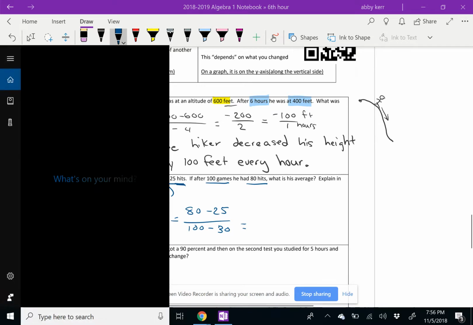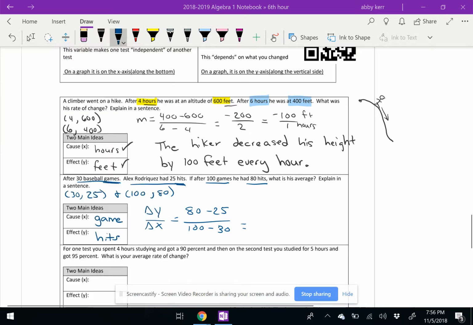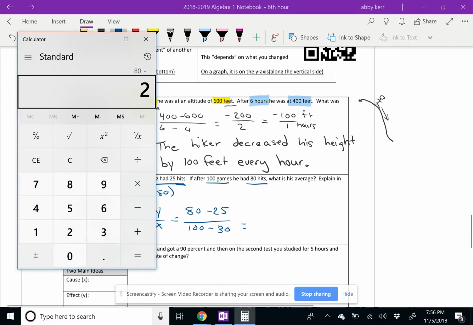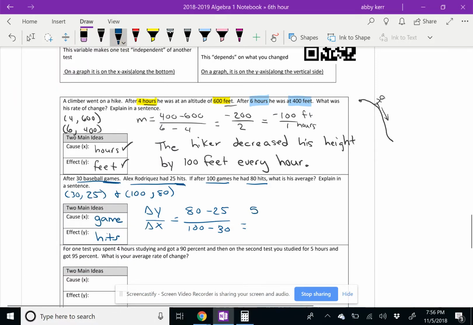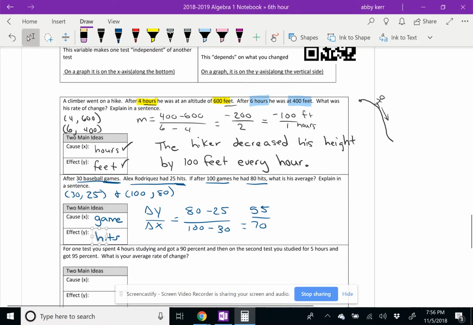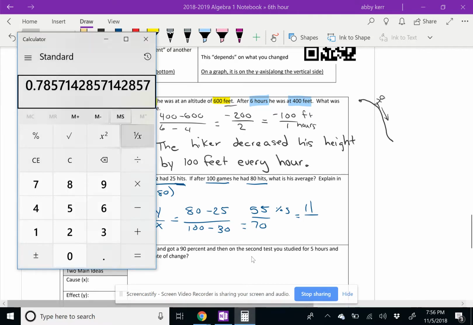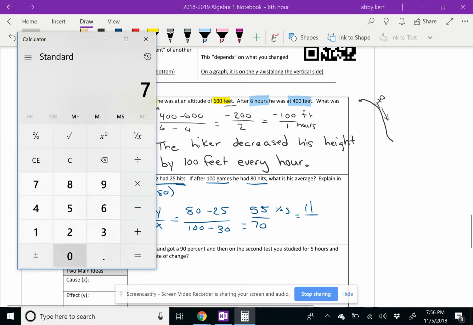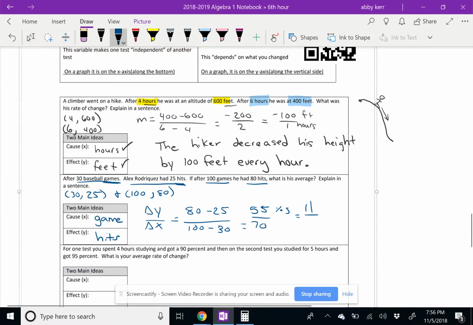So 80 minus 25 is 55 over 70. So then 55 over 70 gets you about 0.785. But if you divide both by 5, you're going to get 11 over 14.